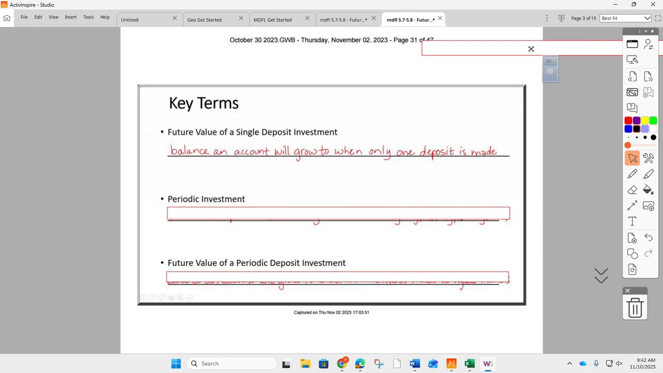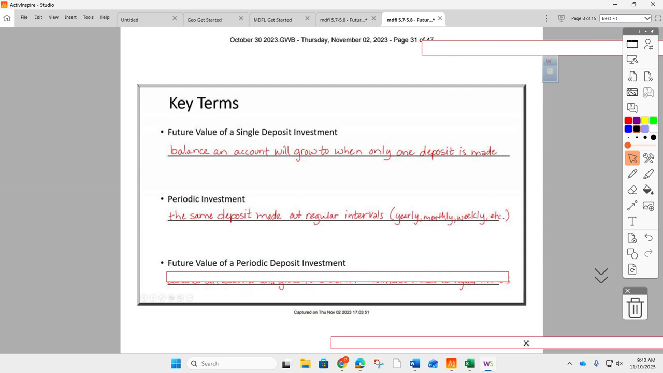So a single deposit means one deposit. A periodic investment means you're going to be making periodic deposits, and it would be the same amount, a recurring deposit, the same amount at the same interval of time. It could be once a year. It could be every month. It could be twice a year, semi-annual, right? So a periodic investment is an investment of the same amount at every same period of time.